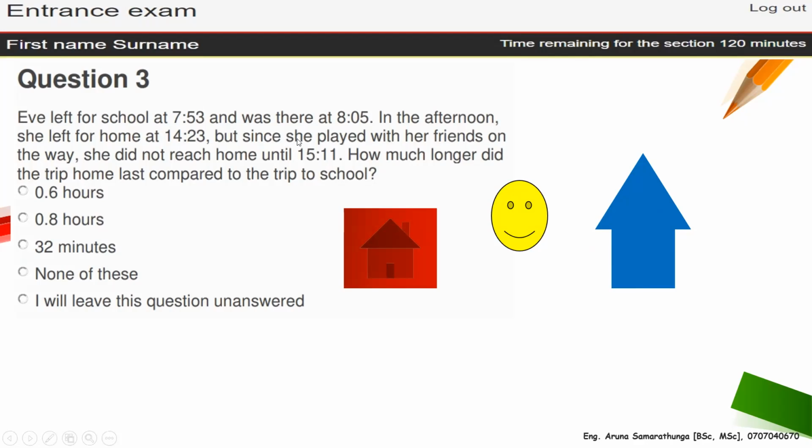But since she played with her friends on the way, she did not reach home until 15:11. How much longer did the trip home last compared to the trip to school? I will give you a little time. Just take your pen and pencil and answer this question.